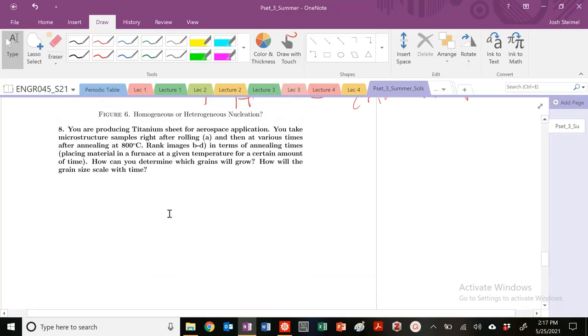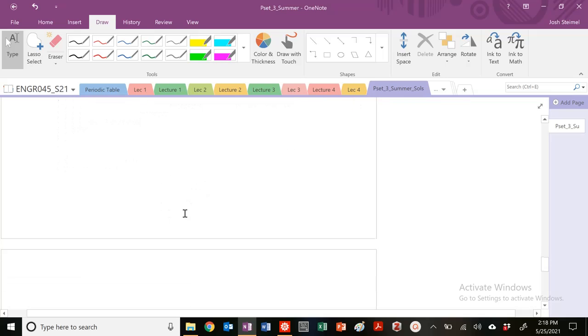And finally, for number 8, I'm producing titanium sheet for aerospace applications. You take microstructure right after rolling and at various times plan to anneal at 800 C. Rank the images in terms of annealing time. Basically, when you place a material in a furnace for a given temperature, how can you determine which grains will grow? How will the grain size scale with time?